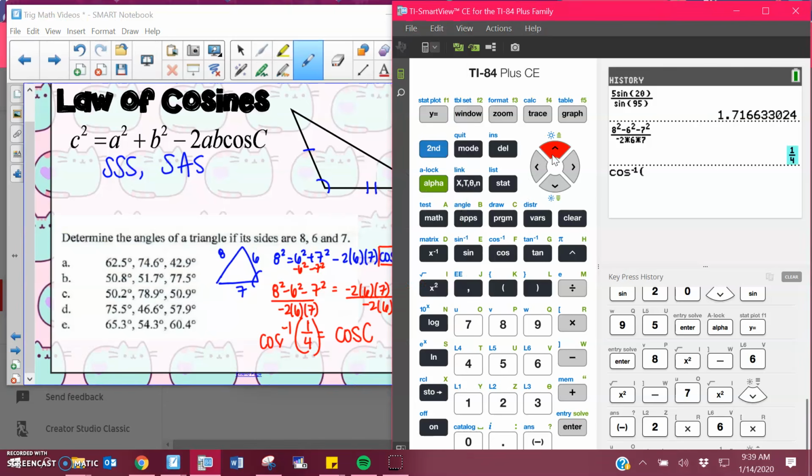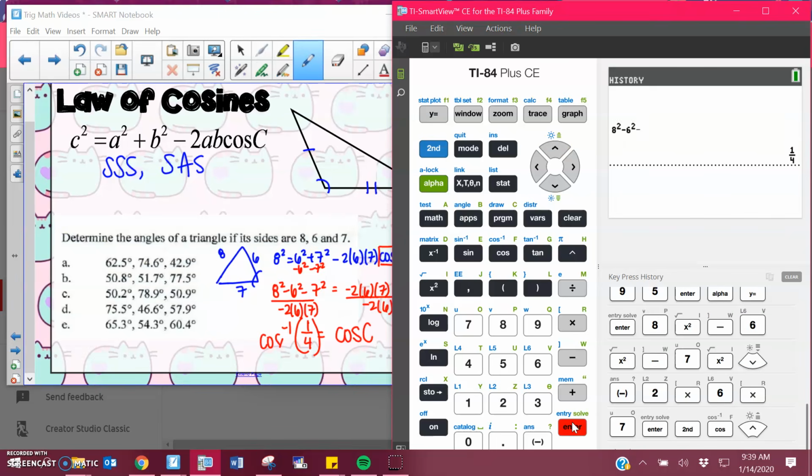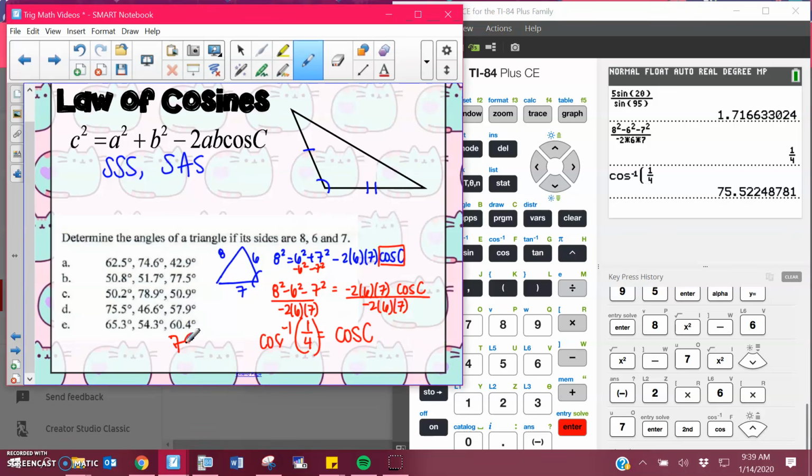Again, I'm still in degrees, and I'm going to just paste that number in to make my life easier. I know it's just 1/4, but sometimes it's a gross number. And I find that one of my angles is 75.5. Okay, this is when you go back and check and see what's going on.